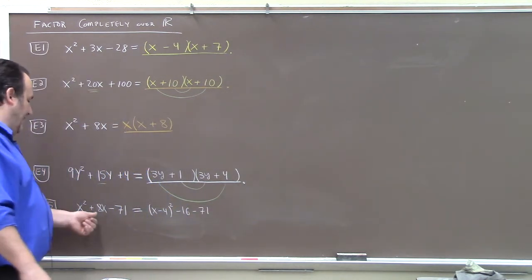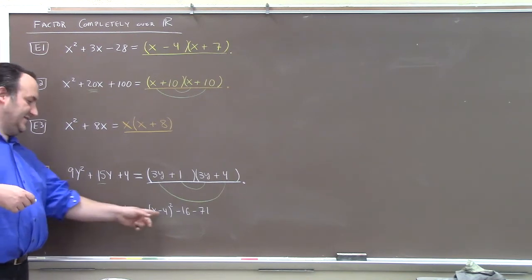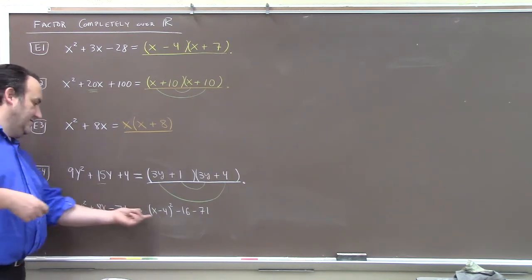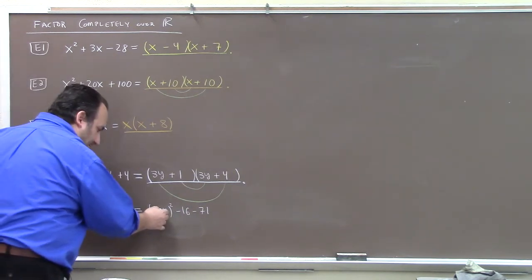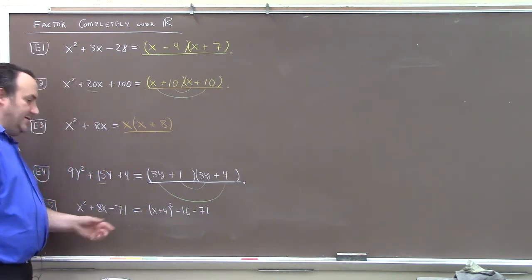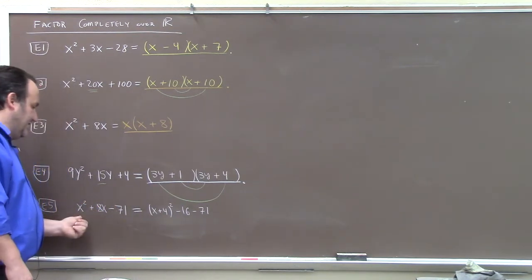See, what I did was I took half of 8. Half of 8 is 4, right? And I was not supposed to put a minus there, right? I should have put a what? I'm supposed to put a plus here because I got a plus over here. That was supposed to be plus 4. Okay. Now, if you think about that, x plus 4 squared gives me back x squared.